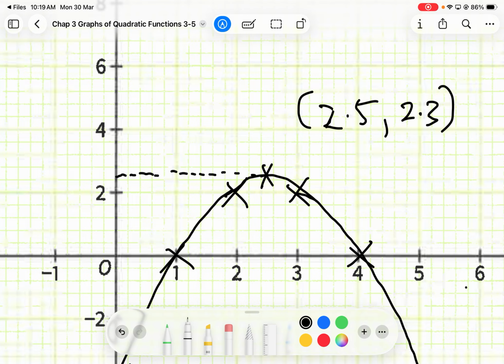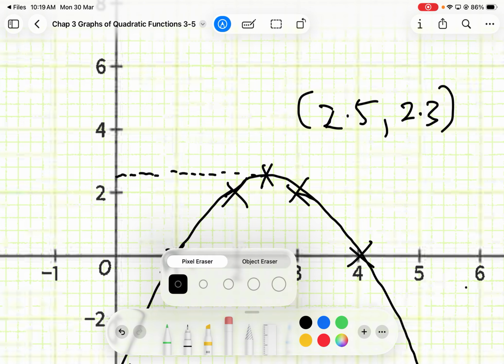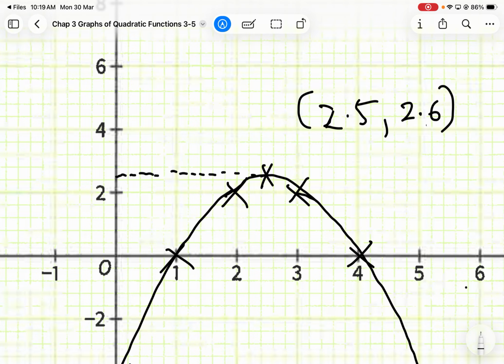Actually, mine is 10 small squares is 2, 5 small squares is 2, each small square is 4. So mine is 2.6, sorry. Mine is 2.6. Okay, this is my maximum point. It is the highest.